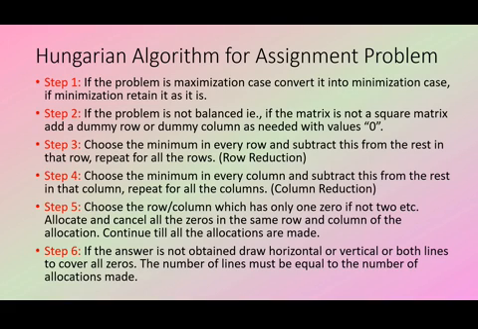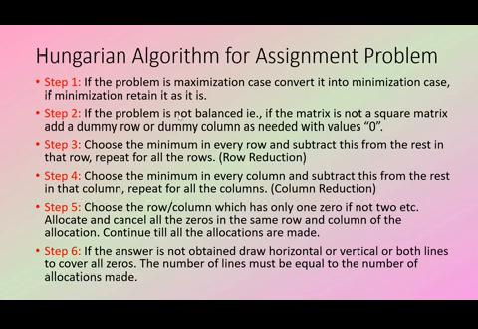Step 3 says once you have a cost matrix, for each row, identify the minimum element of that particular row. Identify the minimum cost element of that row and subtract that value from all the remaining elements of the row. This is called row reduction.